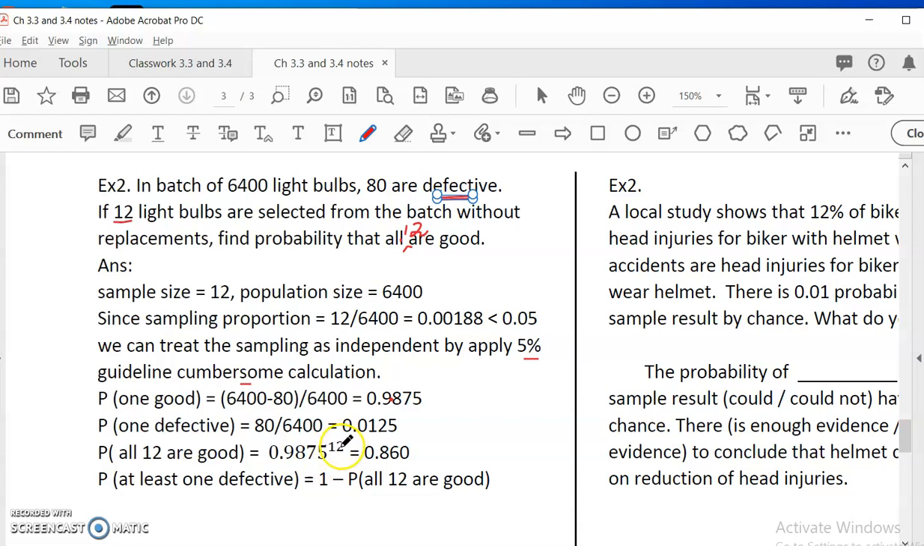Here, to the power 12, because the first is 0.9875, the second is 0.9875. Treat them as independent. I can just use the independent rule of keep on multiplying by using an exponent. So that's 0.860. What about the probability that at least one is defective? That would be 1 minus all are not defective, which means all are good, right? So that is 1 minus 0.860, which is 0.14.